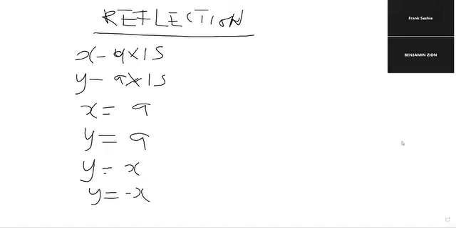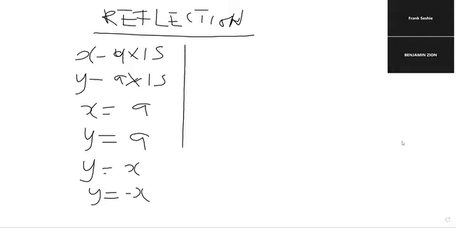And if you are flipping, the major concept here is that the perpendicular distance between your point and the axis you are reflecting on is the same as the distance between the axis you are reflecting on and the image. So that is the key difference.